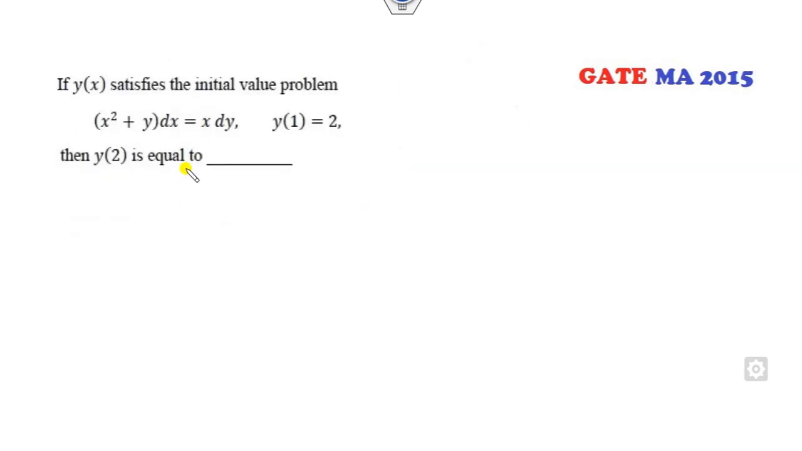Now they are asking you to find the solution. I think it's very simple. Whenever it's an initial value problem, always find dy over dx firstly. So what is the value of this? I can write this equation in this form. Fine. Now what is the integrating factor?